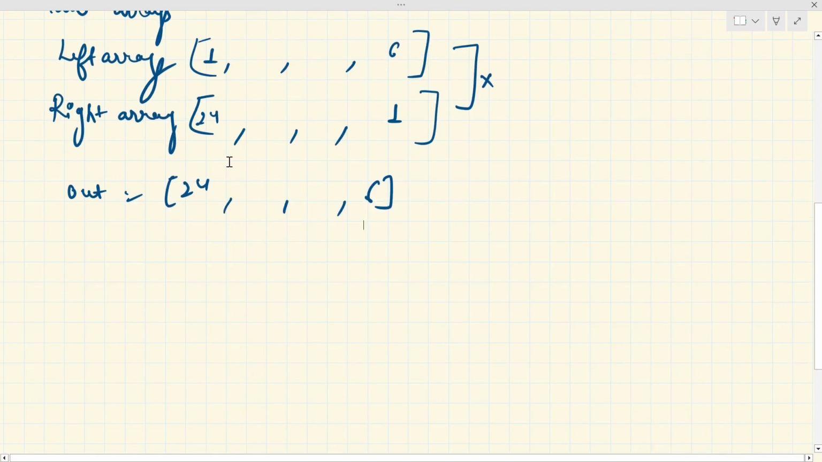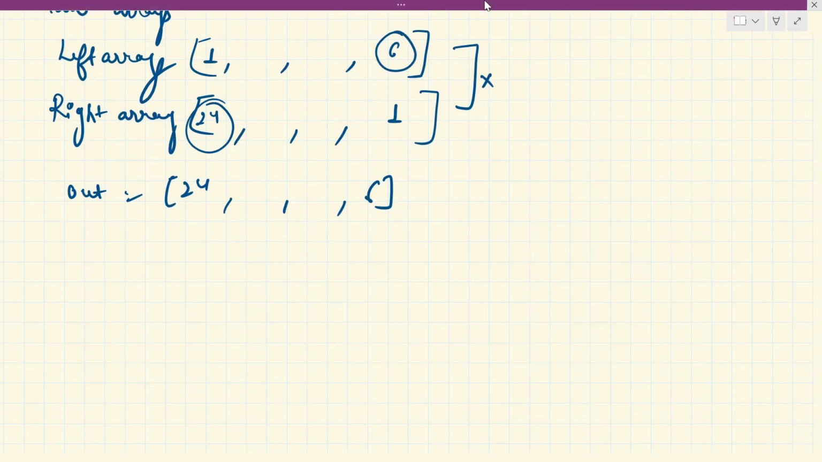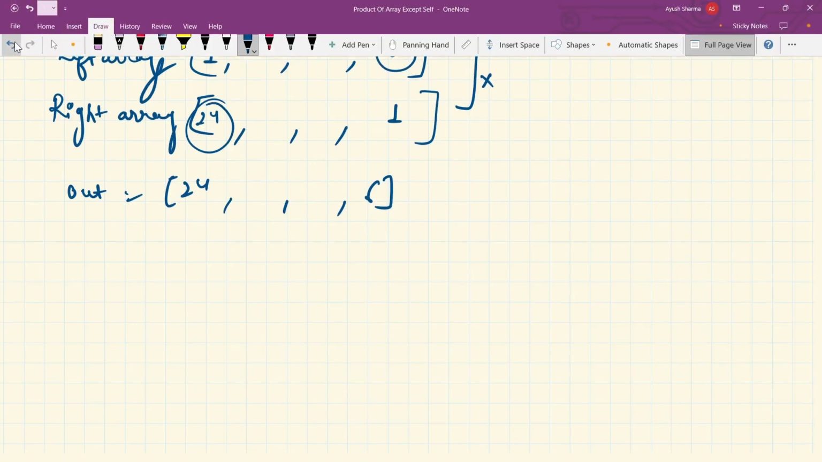Now the main question is how I get these values. This is the main question, a very important question.